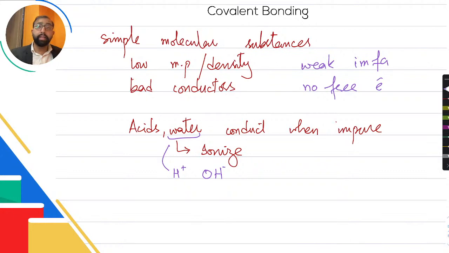And then in acids, they all give H positive ion, and that ion is able to move around and conduct electricity. And there are other ions as well. So just remember that acids and water, when they're impure, can conduct because of free ions, but in pure substances, covalent substances, molecular substances, will be bad conductors because they don't have any free electrons. All right, so that is the simple molecular substance.